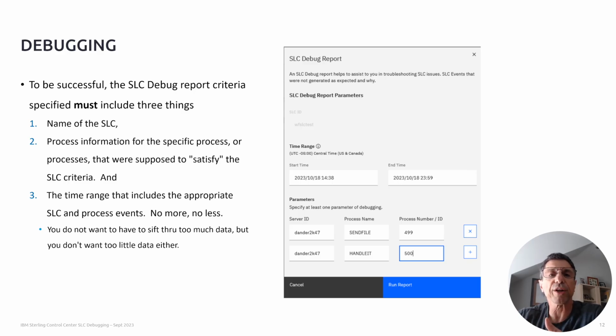The last helpful thing to do when you're generating your SLC debug report is to specify a good time range. You don't want to specify too small of a time range, but you don't want one that's too large either. The time range should just run from when that SLC was active to when it was inactive, and make sure you include the range for the processes that were supposed to have satisfied that SLC. By doing that, you'll keep the amount of data included in that debug report to the bare minimum, which will be helpful, trust me.